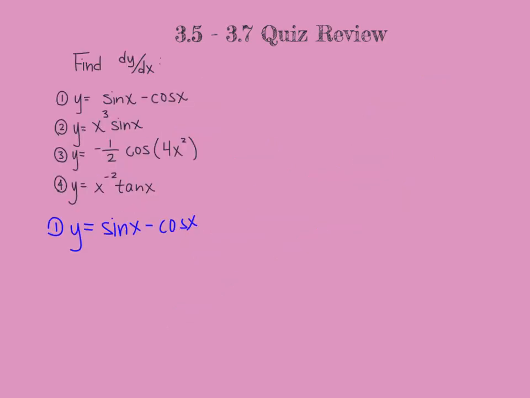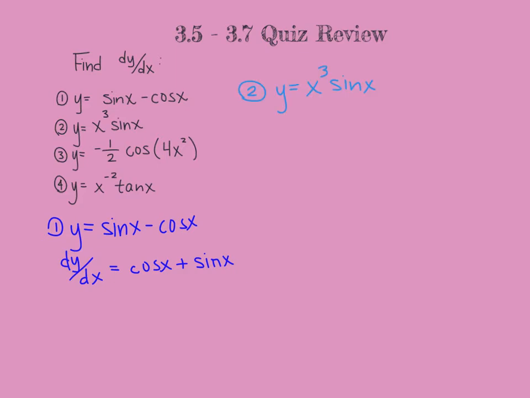In problem number 1, we want to find dy dx. This one's pretty straightforward. The derivative of sine is cosine, and then the derivative of cosine is negative sine, so it's minus negative sine, so it'll be plus sine. And of course, we could also write this as sine x plus cosine x, since addition is commutative.